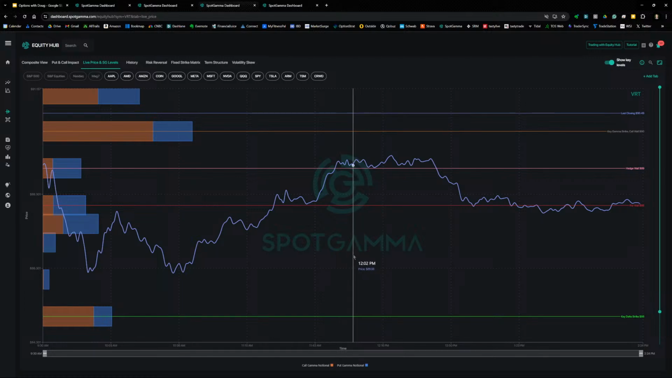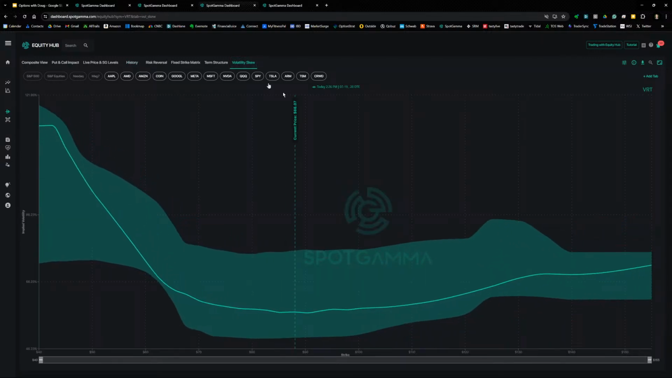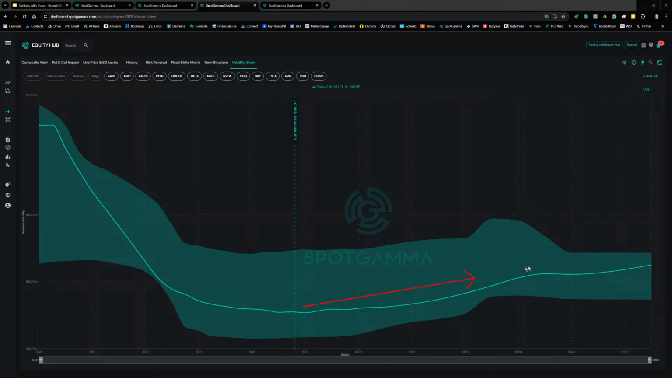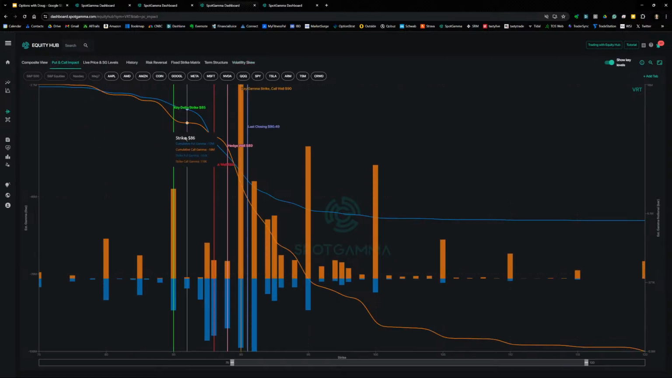Call wall up at 90. Take a look at the history of the key daily levels. No shifts in levels today. Volatility skew indicating there is some call skew, so some demand for calls, but really more put skew, more demand for puts. But really based on this put call impact chart, I thought this was a good entry point for long. So we'll see how it goes.